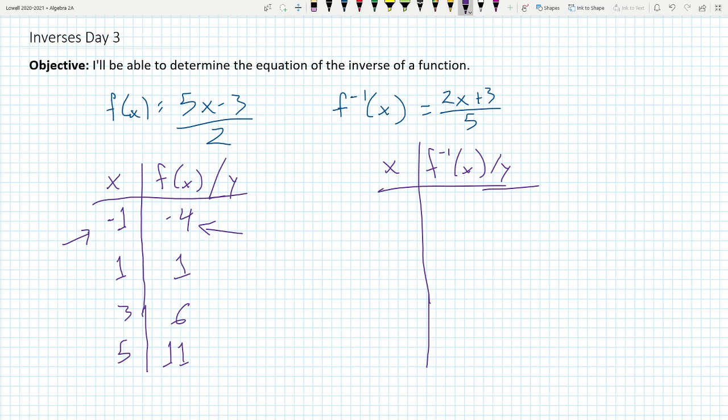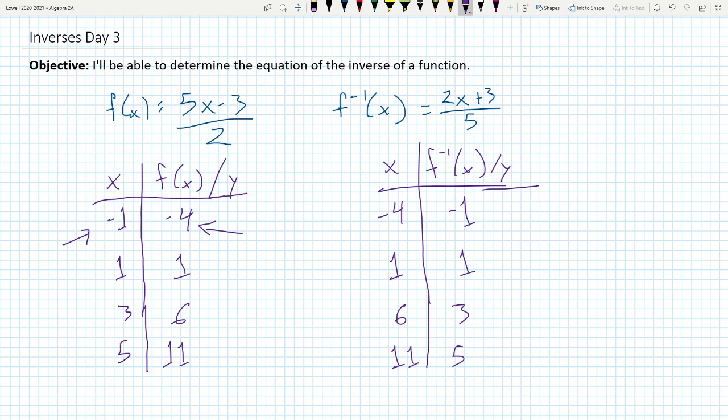So in the inverse function, when I feed it a -4, what should come out is, again, -1. Likewise, when I plug in 1, out came 1 before, so now feed it a 1, out comes a 1 again. That one's not terribly interesting. But now, when I feed it a 3, out came a 6. In inverse mode, I feed it a 6, out comes a 3. And lastly, if before in went 5, out came 11, now when I give it an 11, out comes a 5.